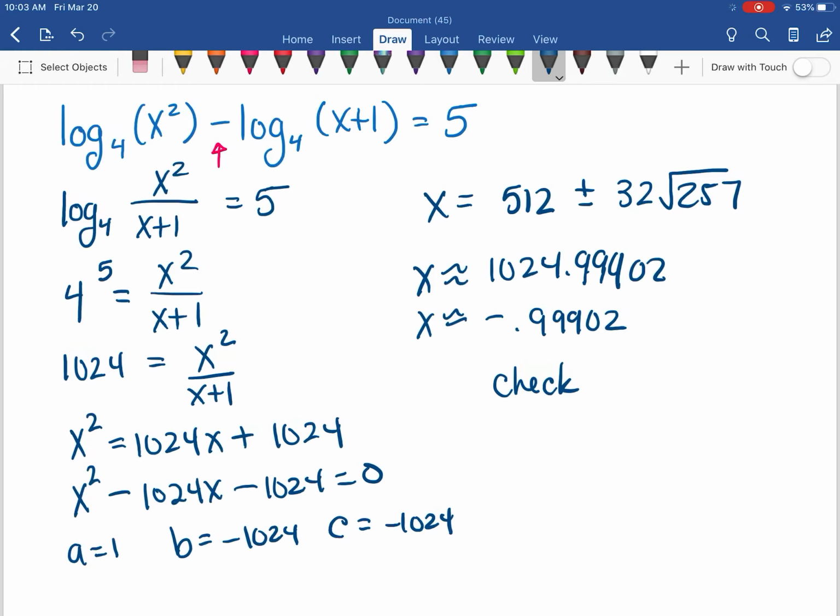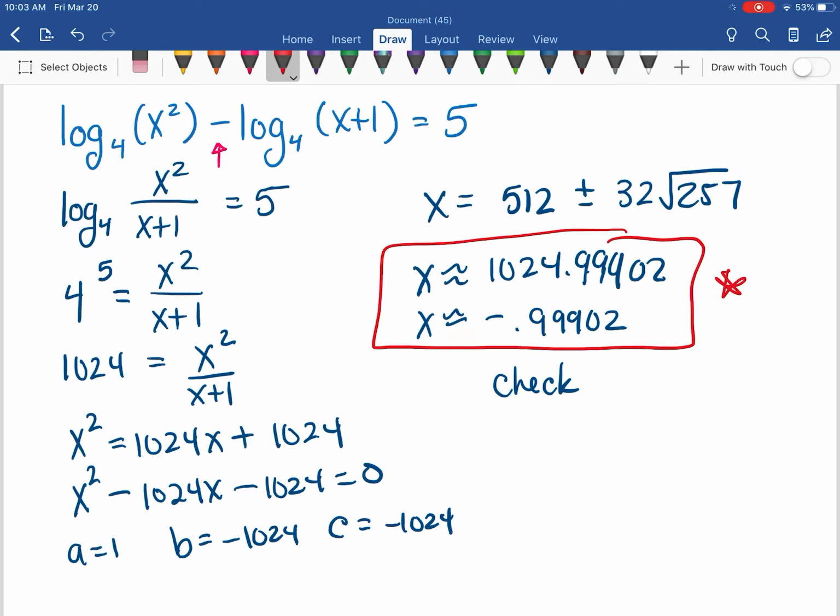Now, we have to remember to go back and check our answers, because remember, we can't take the log of a negative number and we can't take the log of 0, because those values give us an undefined expression. So when I go ahead and plug in my decimal approximations back into the equation, you'll actually see that both of these work. Sometimes one will work and some won't, but in this case, both answers work.